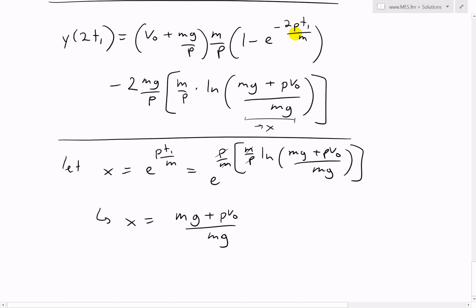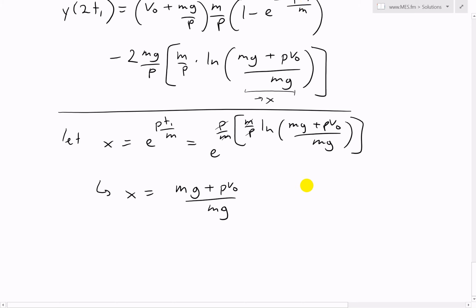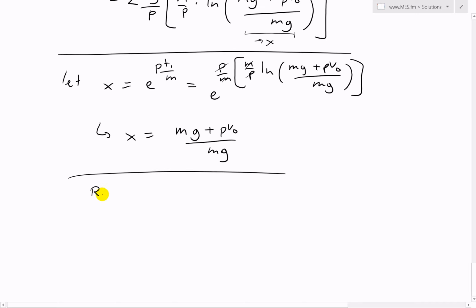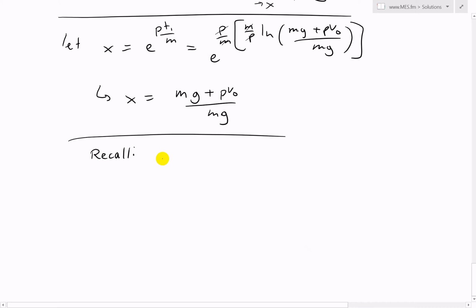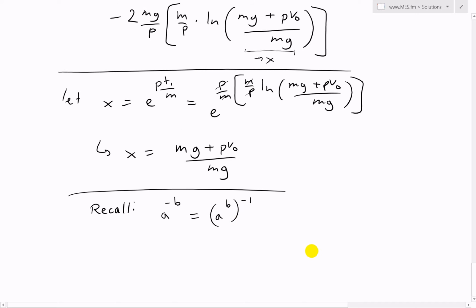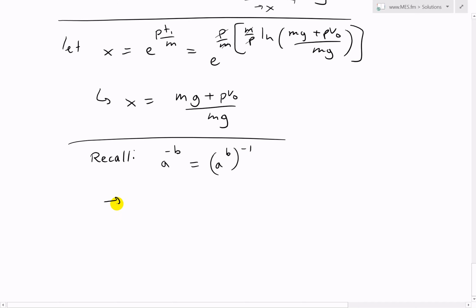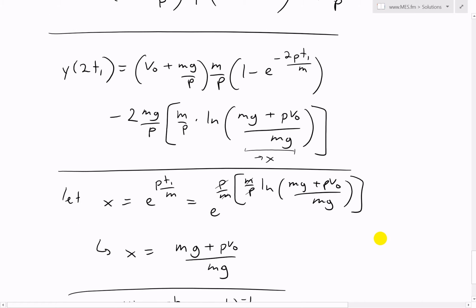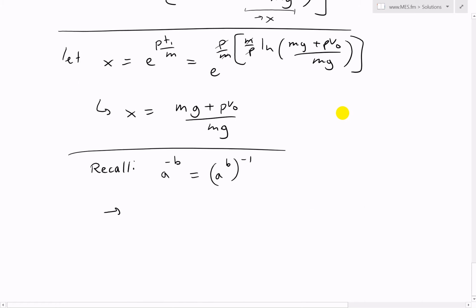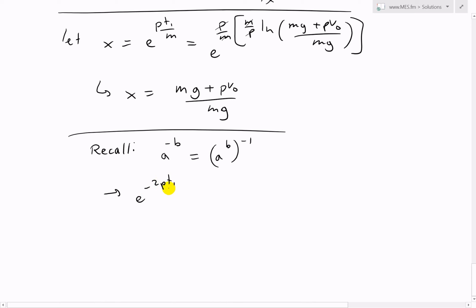And then we have this e to the negative 2pt1 over m. And again, recall the power function properties. If you have, let's say, a to the power of negative b, for example, or negative 2b, this is the same thing as writing a to the power of b and then all to the power of negative 1. In this case we have a negative 2 there, and again you can see more on the power properties in my earlier videos, in the video link below in the description. So we have this e to the negative 2pt1 over m.